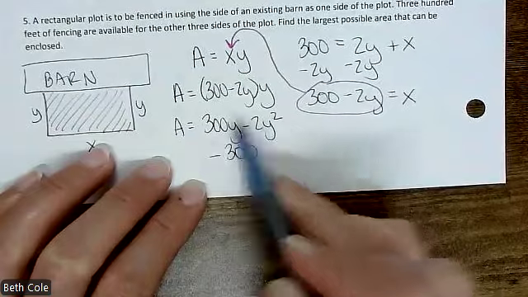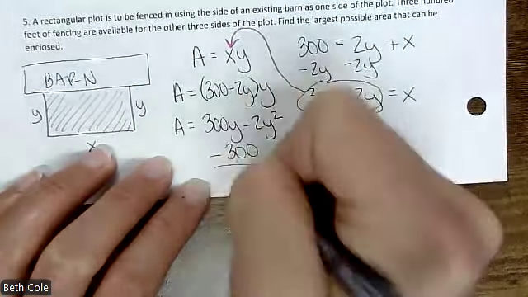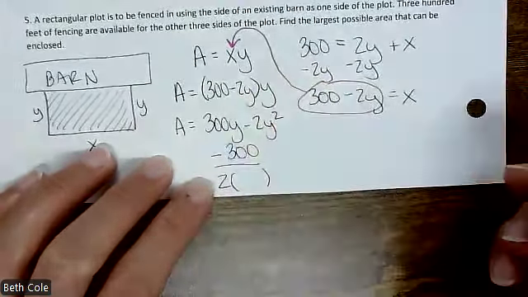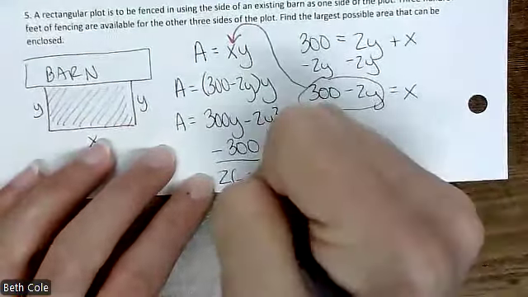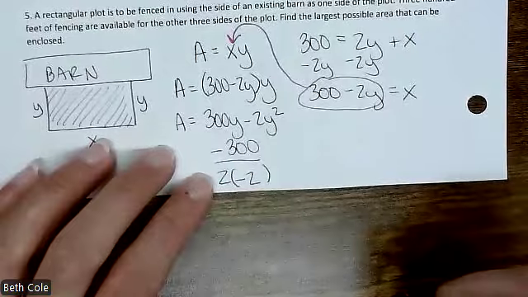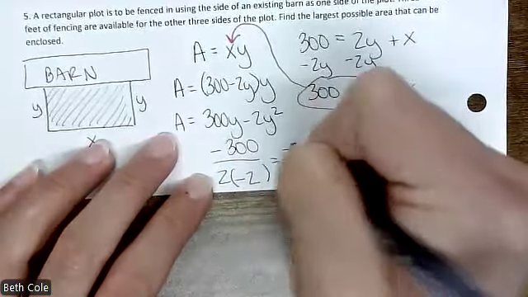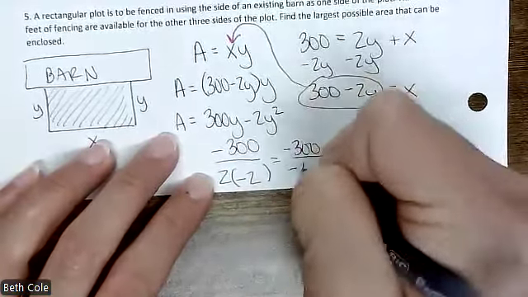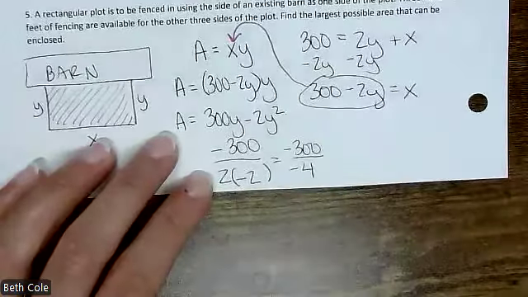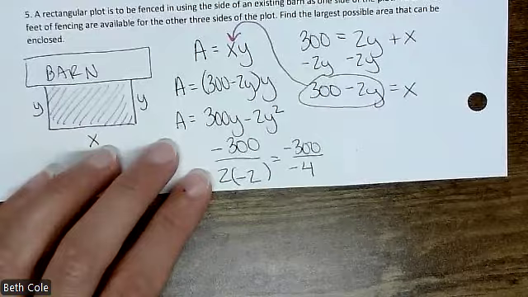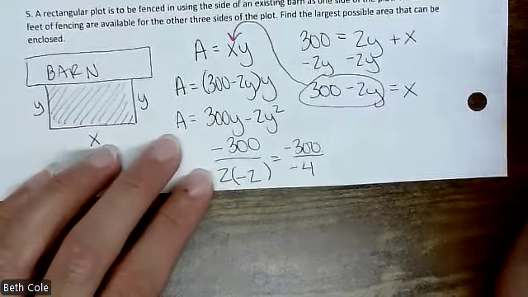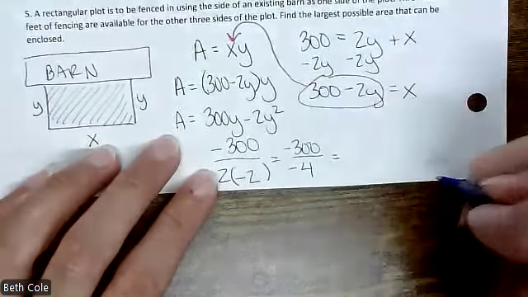So the squared goes in front of it. So negative b over 2a. Which number is a? Negative 2. So that is going to give you negative 300 over negative 4. Negatives cancel, which is good because you can't have a negative amount of fencing. That would be like an unfence. All right, so those cancel, and then 300 divided by 4.